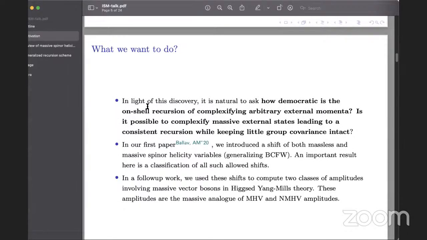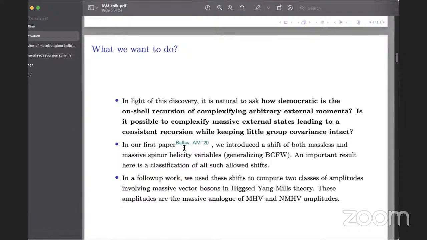So in light of this discovery, it is natural to ask how democratic is the on-shell recursion of complexifying arbitrary external momenta. That is, is it possible to complexify massive external states leading to a consistent recursion relation while keeping the little group covariance intact? In our first paper, we introduced a shift which involves one massive and one massless spinor helicity variable.